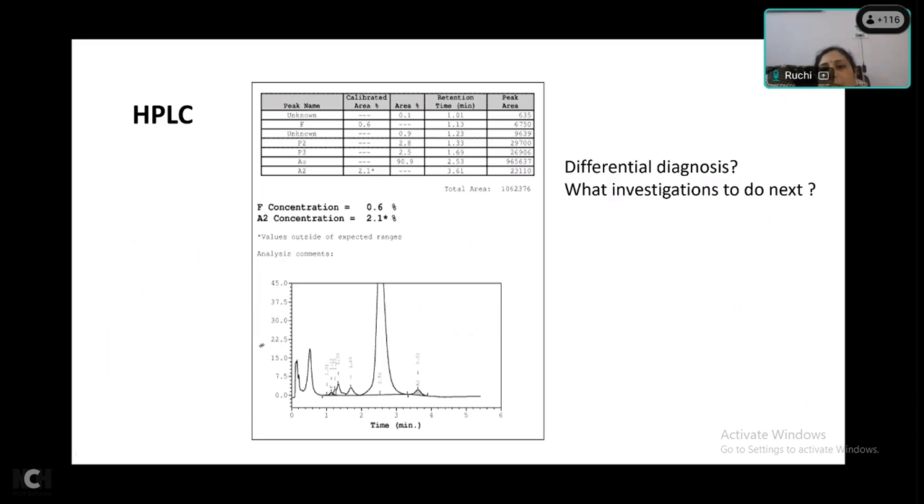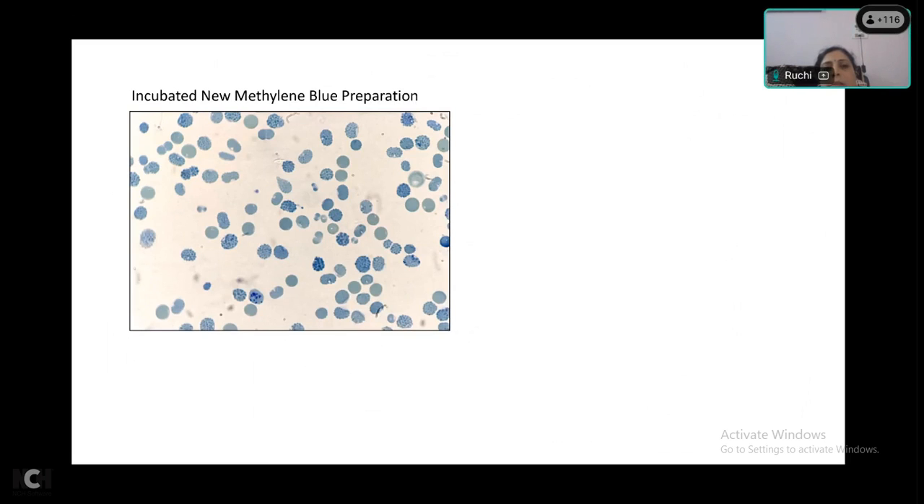So what should be the next investigation? Anybody, what is this? Reticulocyte preparation. Reticulocyte. Very nice. So this is the incubated reticulocyte preparation, and what does it show you? Gall ball inclusions. And why are these gall ball inclusions formed? These are tetramers forming inclusion balls.